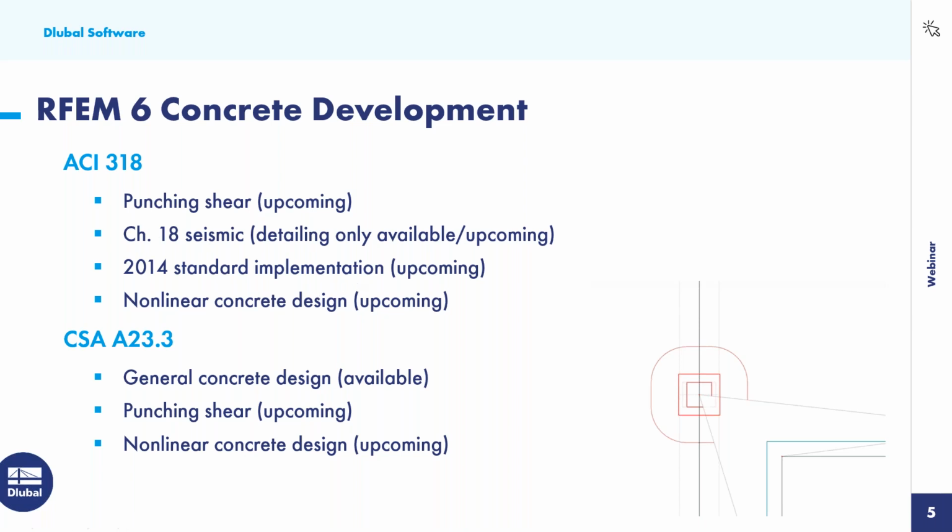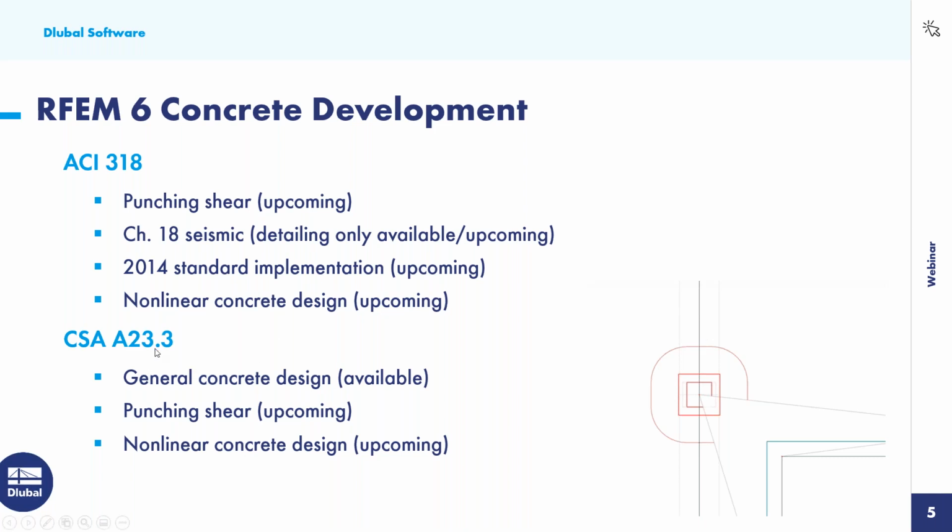RFEM 6 was completely rewritten in an updated programming language. So we initially started off with the most recent standard, the 2019. We'll go ahead and add in the older version as well. And nonlinear concrete design is also in development. This can actually consider the true cracked cross-sectional properties for members and surfaces for that nonlinear design.